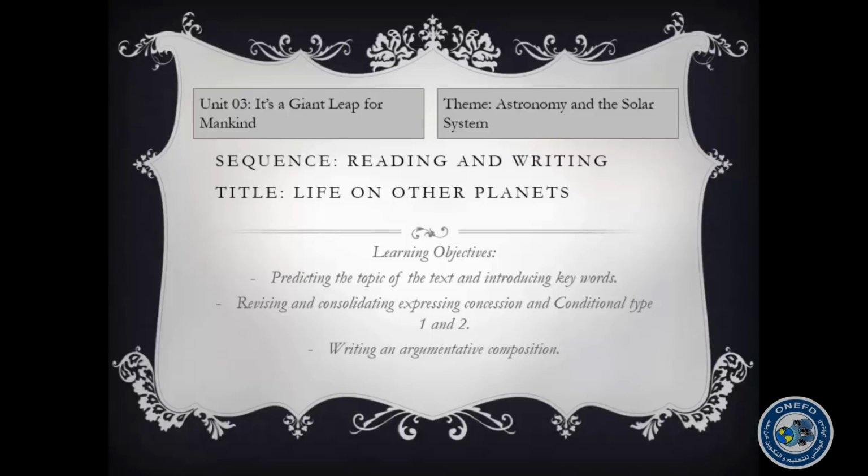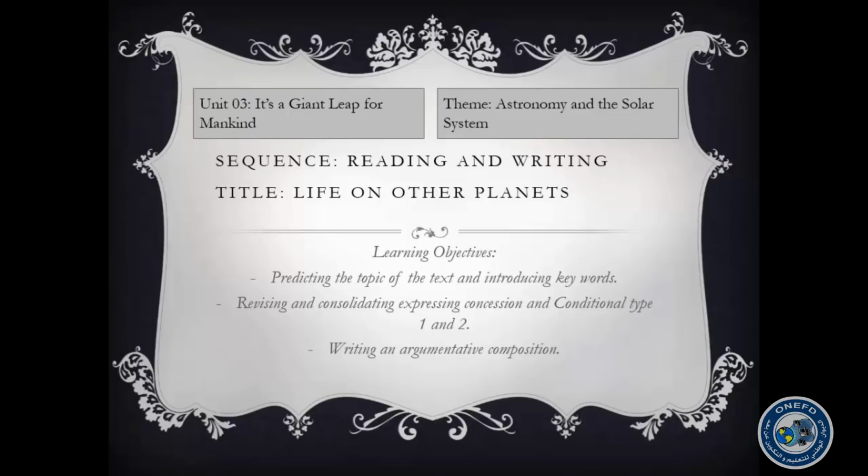So the learning objectives for today's lessons are predicting the topic of the text and introducing keywords, revising and consolidating expressing concession and conditional type 1 and 2. Finally, writing an argumentative composition.